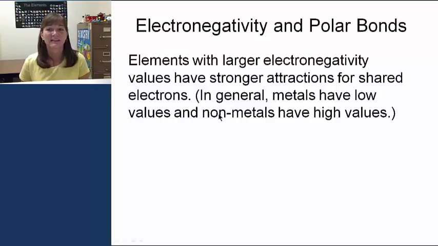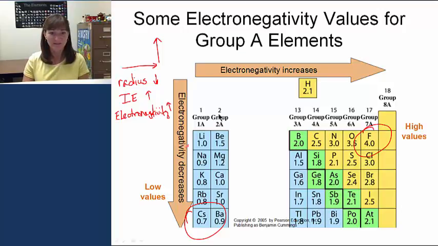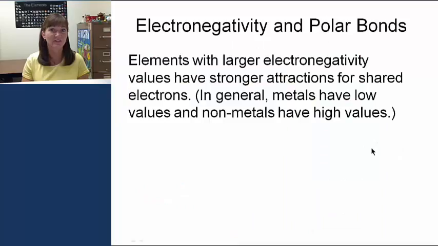Okay, electronegativity and polar bonds. Elements with larger electronegativity values have stronger attractions for those shared electrons. In general, metals are going to have low electronegativities, and your nonmetals are going to have high. Going back over here to the table, fluorine has an electronegativity of 4, which is the largest. So when fluorine is in a bond and it's sharing 2 electrons with another atom, it is going to pull those 2 electrons closer to itself. The larger the electronegativity number is, the stronger that pull, the stronger the attraction for those shared electrons.